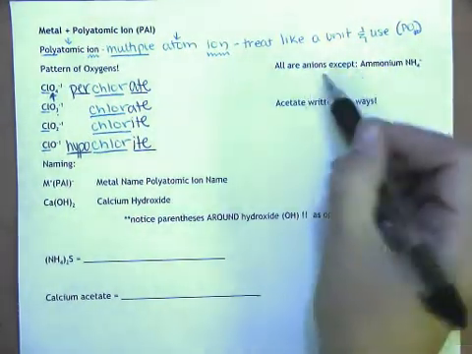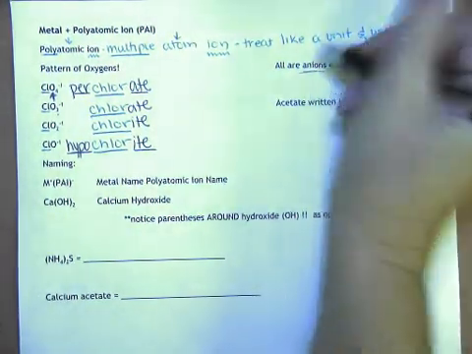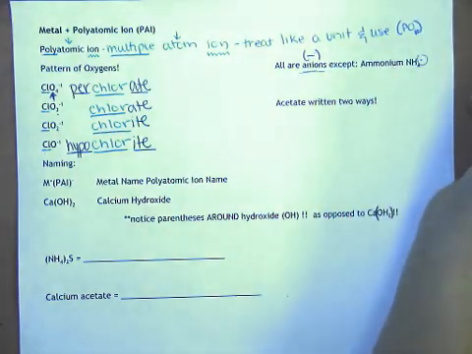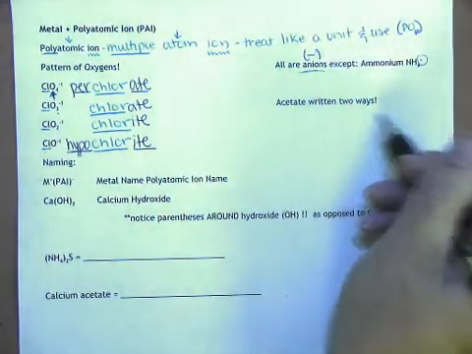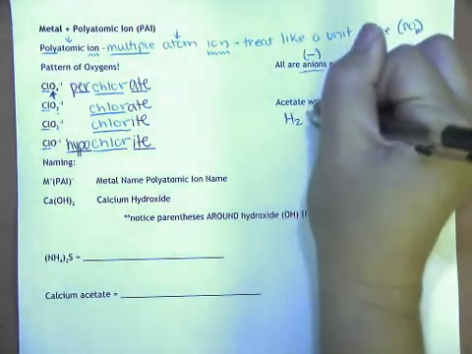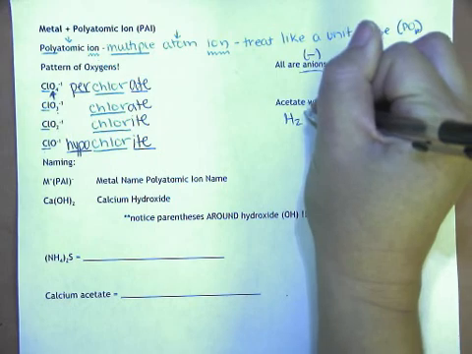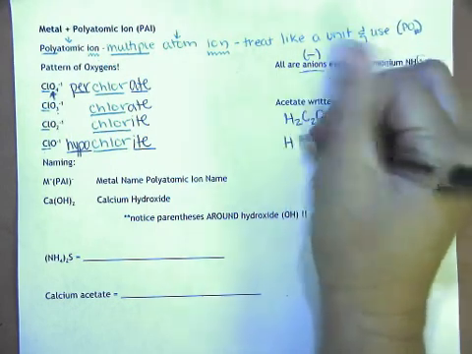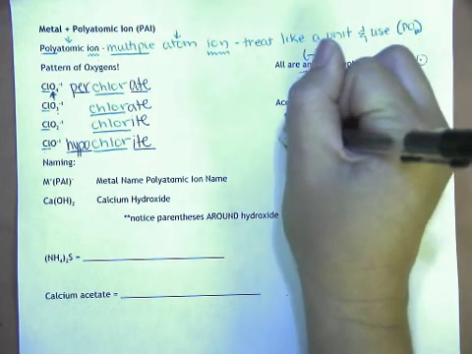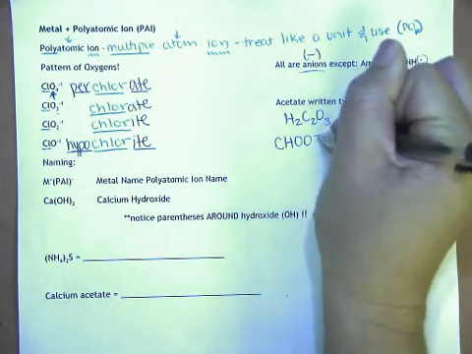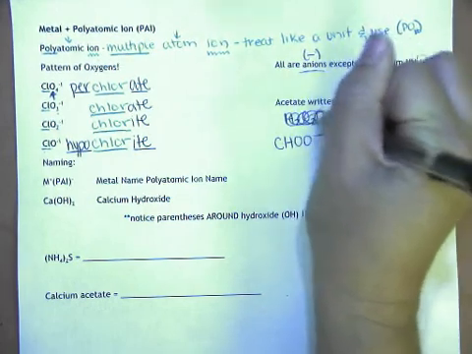Every polyatomic ion is an anion, so it means they have that negative charge, except for ammonium, which has a positive charge. You'll also notice that acetate can be written two ways. Those aren't right. We'll look at those in class.